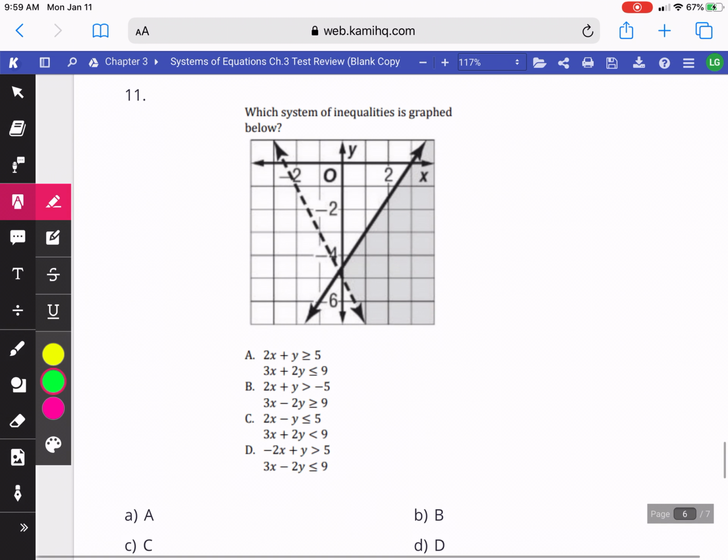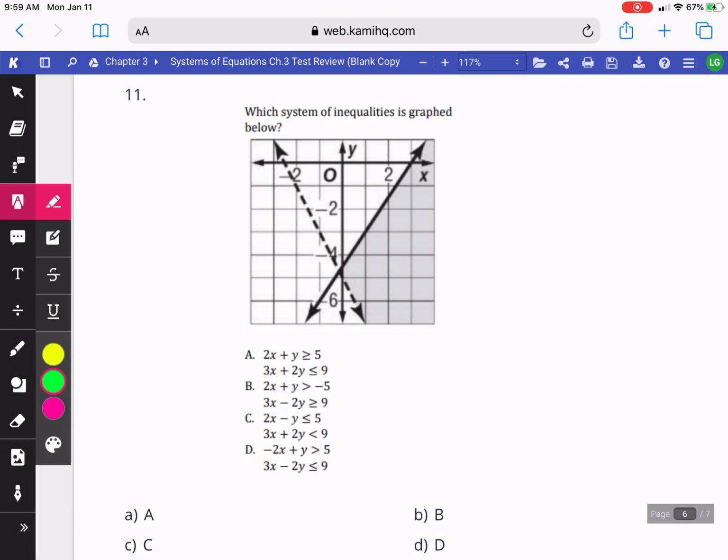This next question, you didn't learn with me, but you should have learned with your other teachers. Here, it's asking us which system of inequalities is graphed below. On your test, I am going to add this question type, but it will count as extra credit. But if you remember how to do it, great. So let's go over it right now.